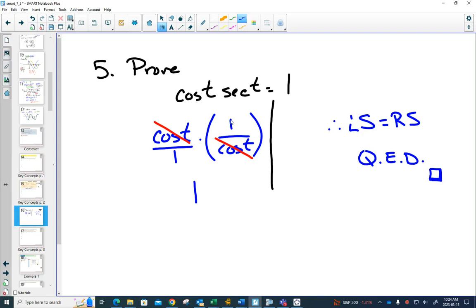Okay. So, this is a proof. We write it out again. Where the equal sign is, we draw a line. We manipulate until both sides are identical. And then, we write a statement saying that we noticed that we got them done.